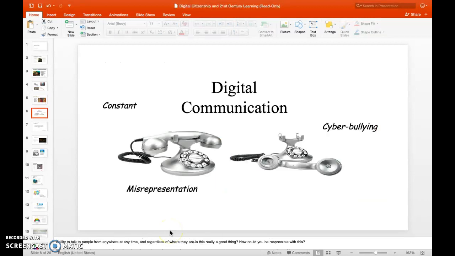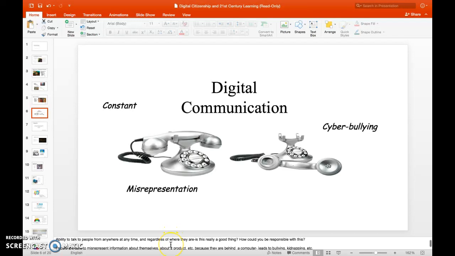The next component is digital communication. We are able to talk to people from anywhere at any time, regardless of their location and our location or the time of day. And we need to use this ability responsibly. So we shouldn't be emailing excessively to people who are asleep. And also, we need to take into consideration that people can be misrepresented online.